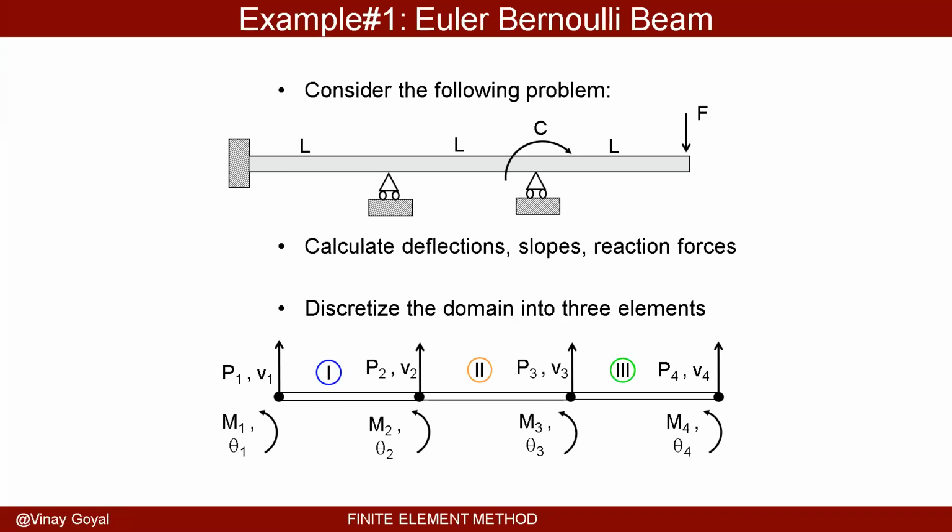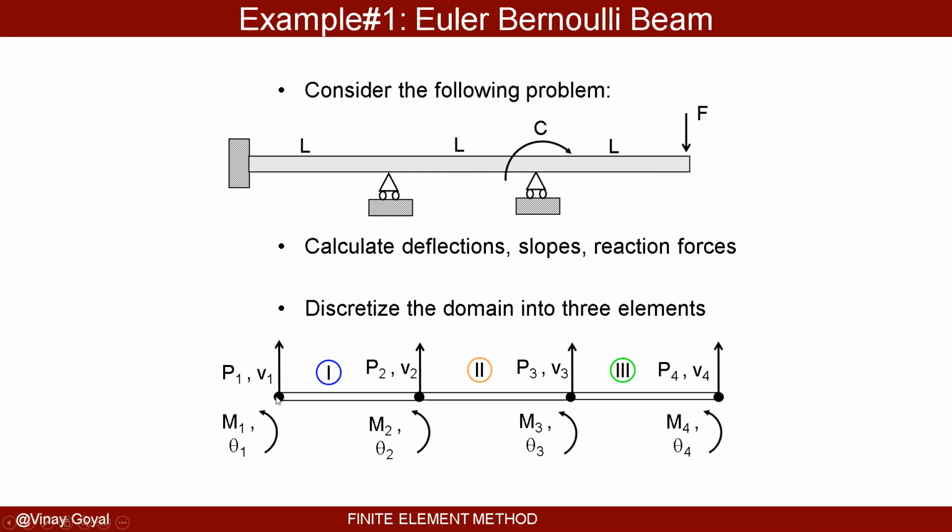So I need to find a way of solving this problem. Well, let's discretize the domain into three elements. Element number 1, 2, and 3. And I have bending moment in theta 1 here, bending moment in theta 2 here, and so forth. I have P1 and V1 here, P2 and V2 there, and so forth. So 3 elements, 4 nodes.